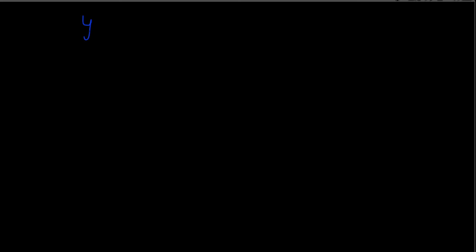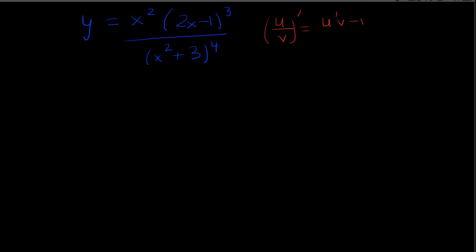I want to take the derivative of y equals x squared times the quantity 2x minus 1 cubed all over x squared plus 3 all to the fourth power. So here we're going to have to use the quotient rule as well as the product rule and the chain rule. First I use the quotient rule, so we're going to say u prime v minus v prime u over v squared, and then for the product rule it's going to be u prime v plus v prime u.